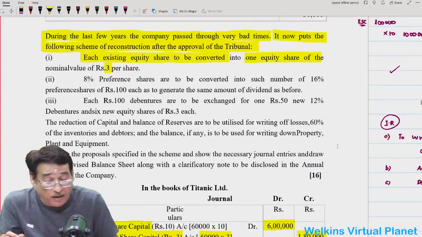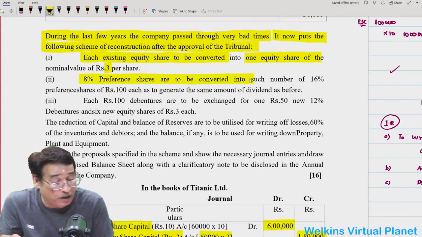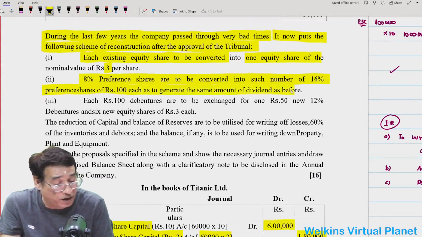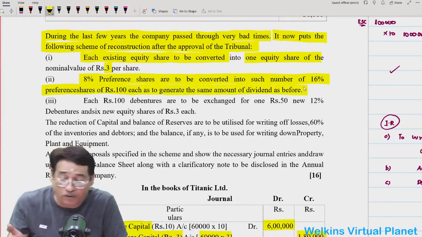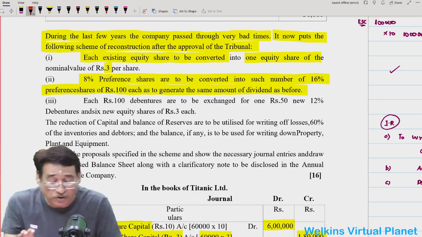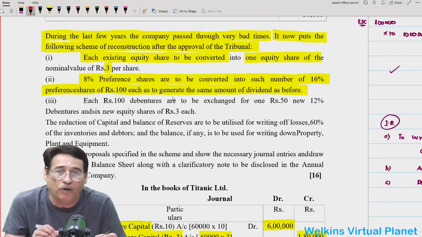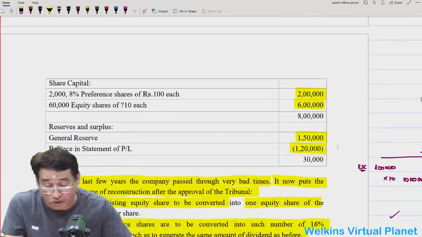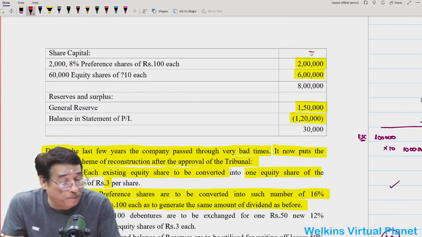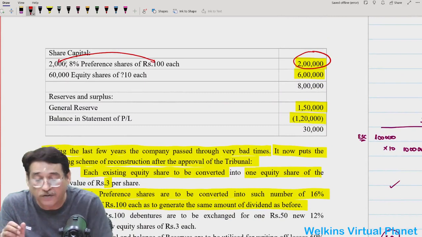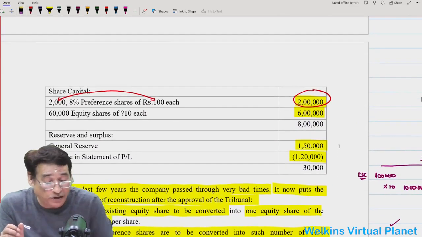Second point, 8% preference shares are to be converted into such number of 16% preference shares of 100 each so as to generate the same amount of dividend as before. Now here, the question is telling that 8% preference shares are to be converted into such number of 16% preference shares of 100 each so as to generate the same amount of dividend as before. What does it mean? First of all, I will have to look into the preference share capital. Now, preference share capital, as you can see, is 2 lakh and there are 2,000 preference shares of 100 each. Is it clear to you? I will explain this point here.